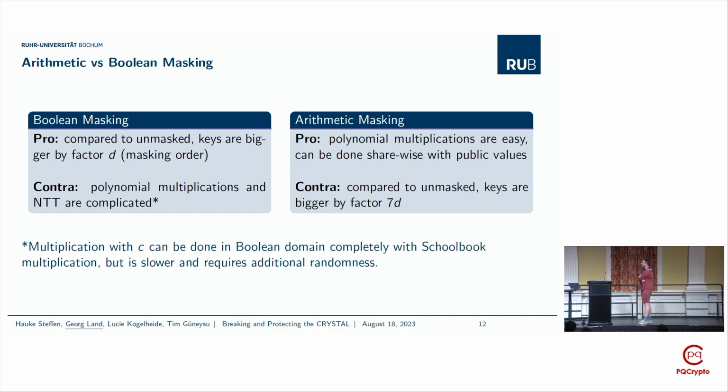Yeah? So about the multiplication, actually I have to say, it's totally valid to do the multiplication in the Boolean domain completely. So C is sparse and small, and S is also small. So you can do an efficient schoolbook multiplication there that is totally possible with Boolean masking, but it is slower than using NTT and would require additional randomness, for example, if you use PINI gadgets in this direction. Still, it's a valid point to look at, I think.